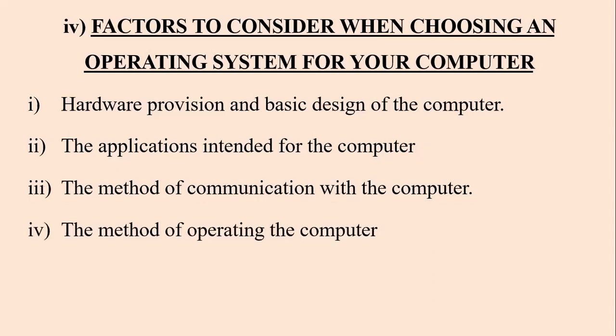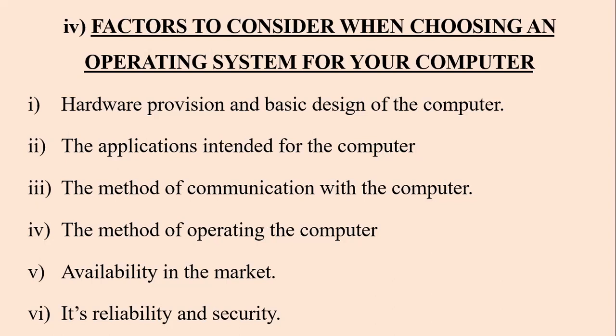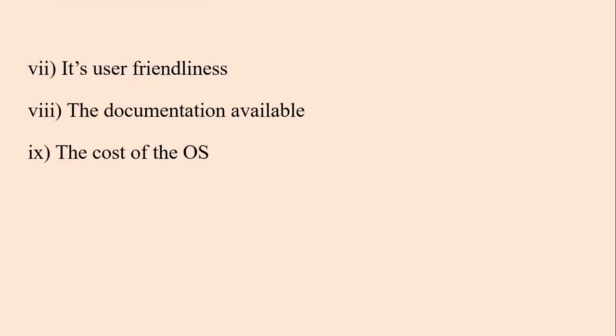Number four is the method of operating the computer. Number five is the availability of that operating system in the market. Number six is its reliability, that is, whether it can consistently give you correct results, and security for your data or your content. Number seven is its user friendliness, that is how easy it is for you to be able to use that operating system. Number eight is the documentation available, that is, if the operating system provider has been able to supply you with various documents that explain to you how to use that operating system. Number nine is the cost of the operating system. Number 10 is the number of users that it can support at a time.